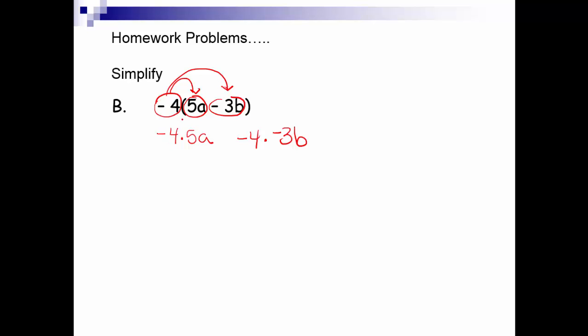Well, negative times a positive is a negative. 4 times 5 is 20, so that's a negative 20a. Negative 4 times negative 3b. Negative times a negative is a positive. 4 times 3 is 12, so that's a positive 12b. And you'll notice I wrote that beautiful plus sign there because it was a positive. That's our final answer because these are not like terms. We can no longer combine them, and so we're done. So once you distribute that negative 4 through or multiply the negative 4 through the set of parentheses, you're all set on that one.